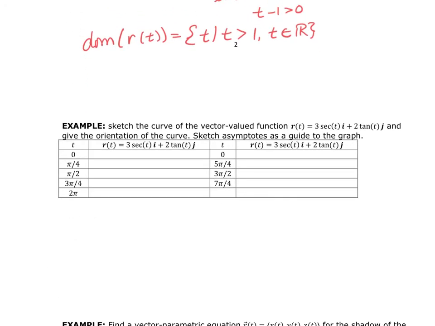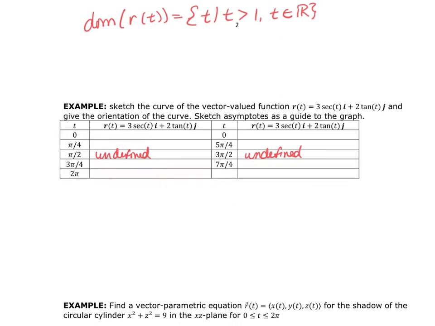If we're asked to sketch the curve, we want to think about where we're going to have asymptotes. So we know that pi over 2 has a vertical asymptote. We knew that from before. So we know that this one is undefined. We also know that 3 pi over 2 is undefined. So we know in those places our graph is undefined.